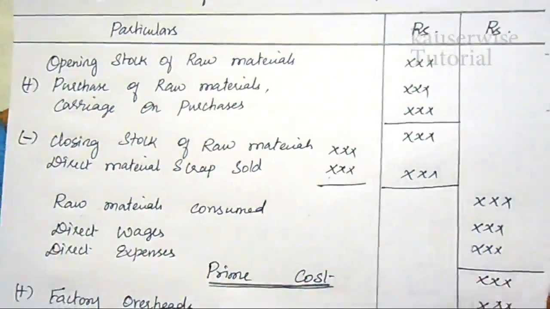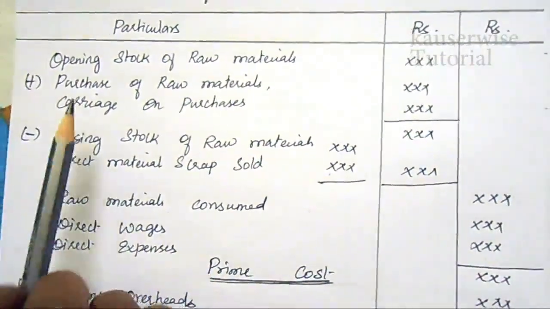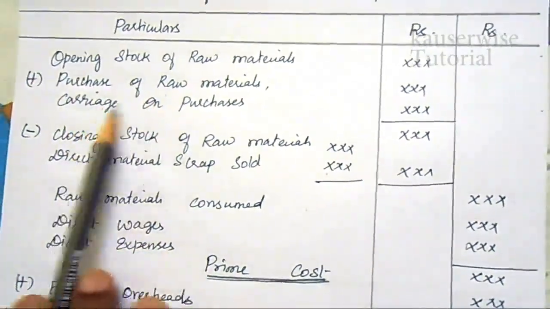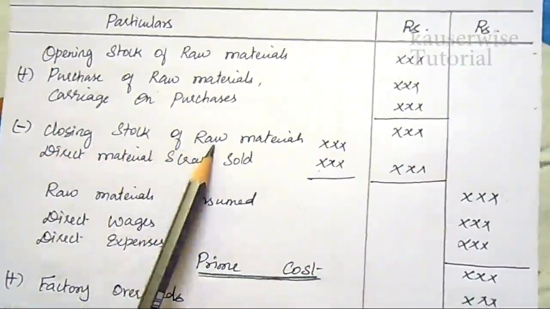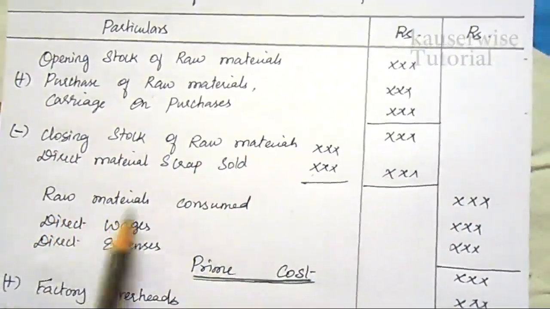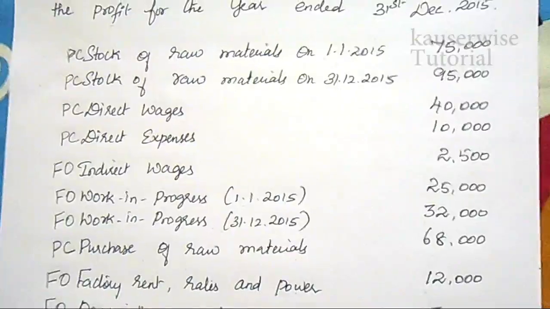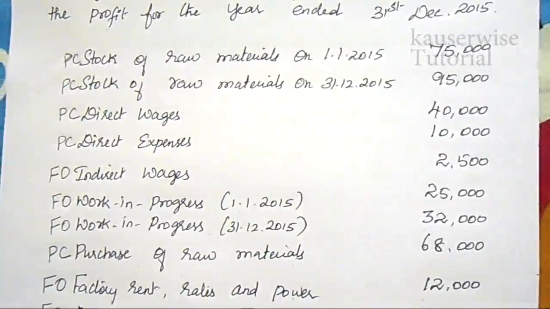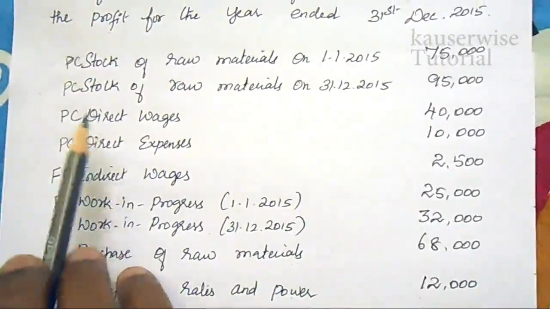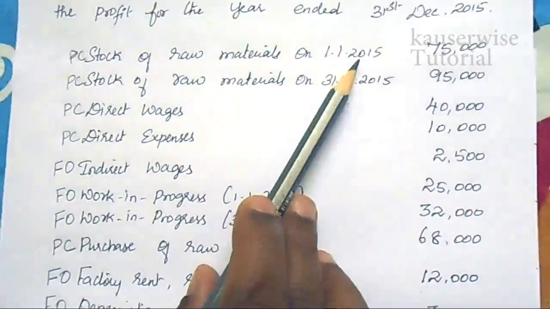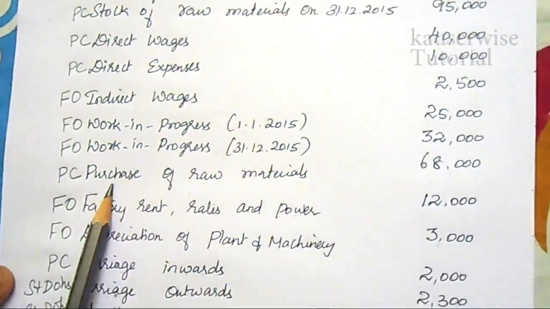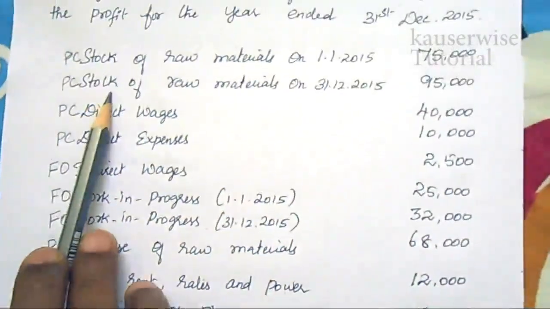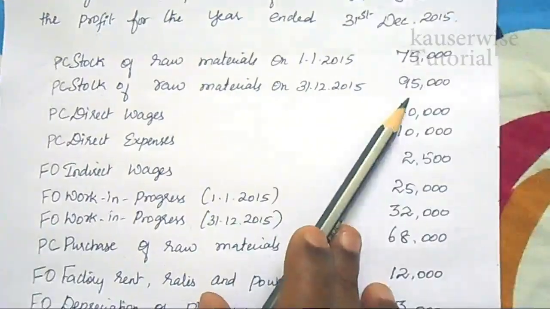See the format again. In order to find out the prime cost, start with opening stock of raw material and add purchase of raw material and carriage on purchase, and subtract closing stock of raw material to find out raw material consumed. Now look at the problem. First we need to find the raw material consumed during the year, that is direct material. For that, start with opening stock of raw material and add purchase of raw material and add carriage inwards, and after that subtract closing stock of raw material 95,000.